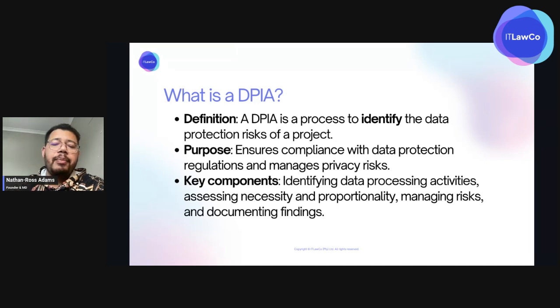Typically, the key components of a DPIA include identifying data processing activities, assessing necessity and proportionality, and mapping the processing activities against the lawful bases for processing, but also the conditions for processing. In most data protection laws across the world, it would be conditions; in others it will be focused on principles. And then there's documenting findings and managing the risk associated with them.